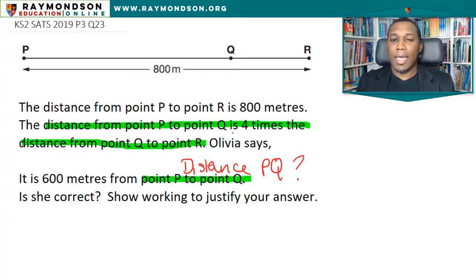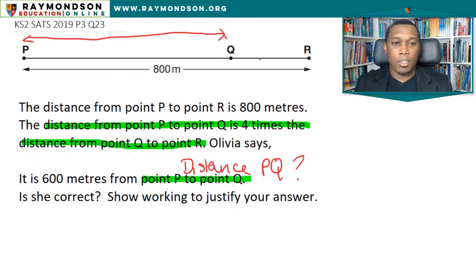Now, the key thing, I highlighted it here. The distance from point P to point Q is 4 times the distance of... So this distance, P to Q, is 4 times the distance from Q to R. That's what we're saying. So I like the idea of building that.